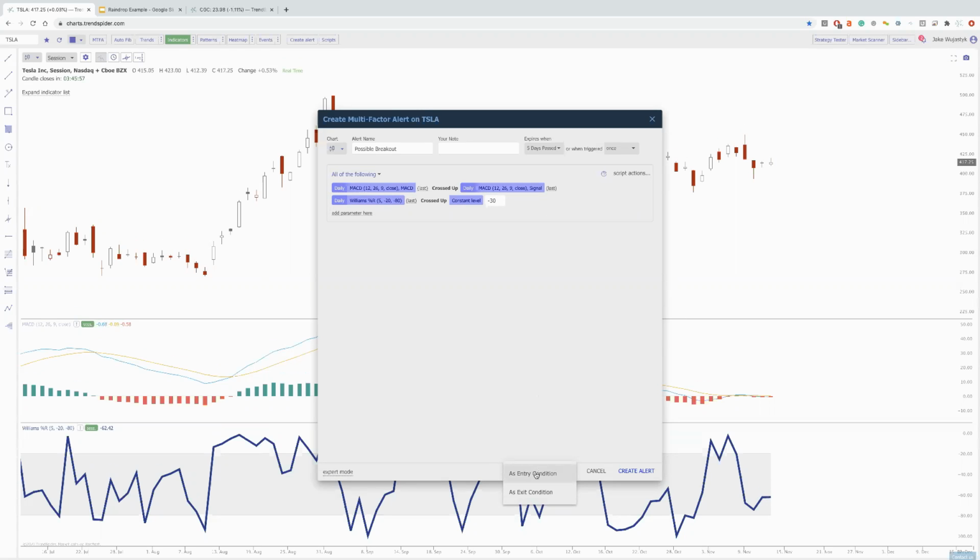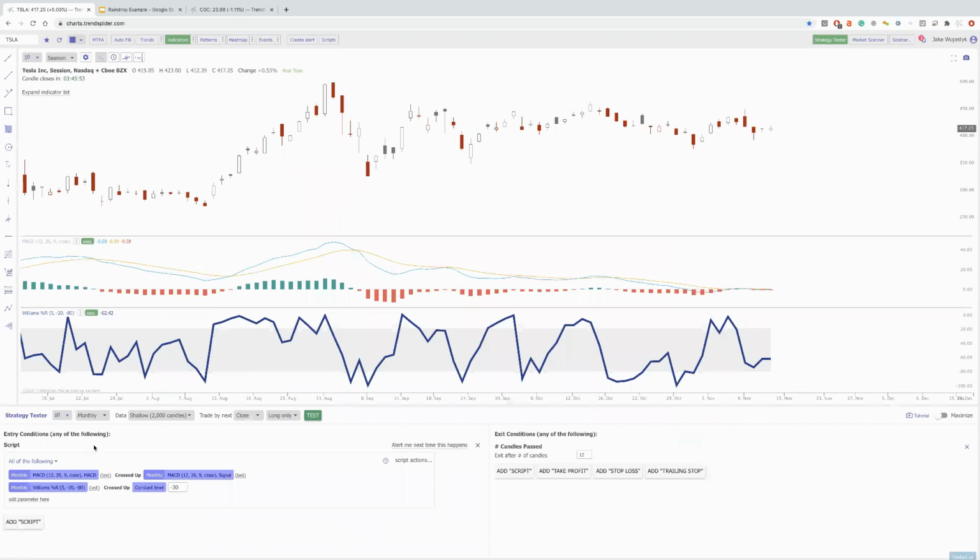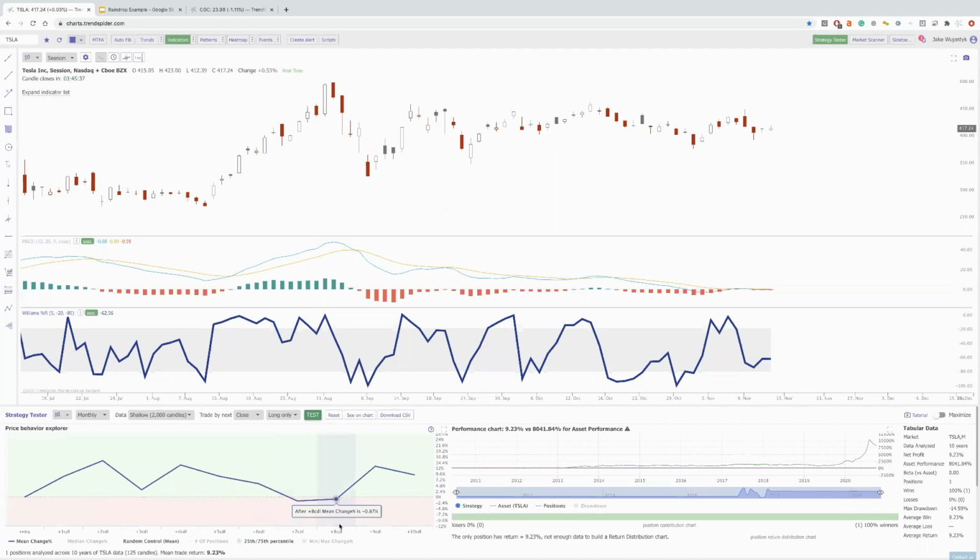So we'd go here, we'd use as entry condition. On the back test, the entry is the MACD crossed up, the Williams percent range 5 crossed up through -30. And let's say that we want to know what's the return after 10 candles. That would be pretty much 2 weeks of trading. So we test it out. We see, all right, well, not bad.